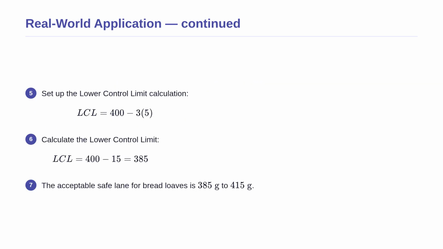Moving forward, we now calculate the lower control limit to find the minimum acceptable weight. We set this up by taking the target weight of 400 grams and subtracting 3 times the standard deviation of 5 grams. Just like before, 3 multiplied by 5 is 15. This 15 grams represents the maximum allowable drop in weight. Subtracting 15 from 400 gives us a lower control limit of 385 grams. This means the acceptable, safe operating range for the bread loaves is anywhere between 385 grams and 415 grams. Any loaf outside this range is a statistical anomaly.